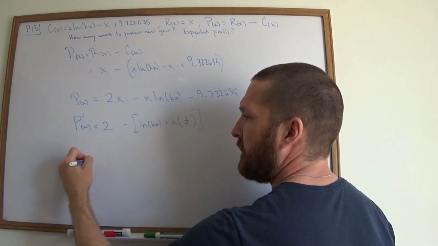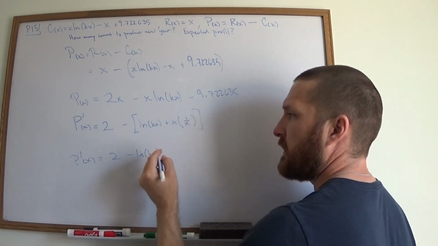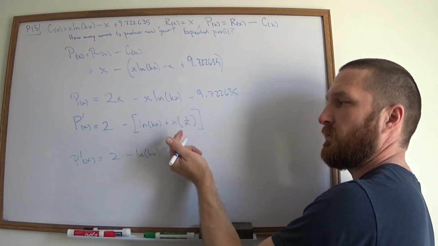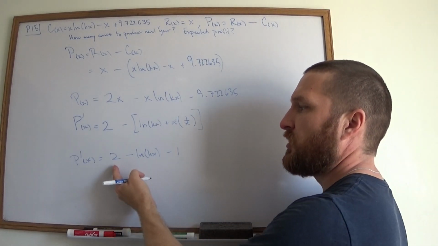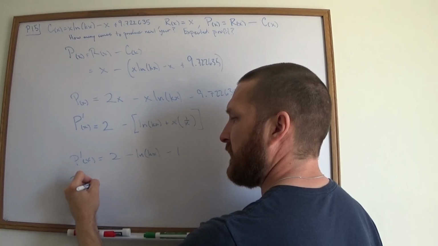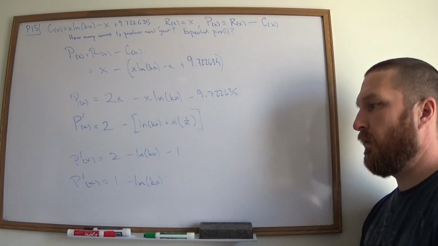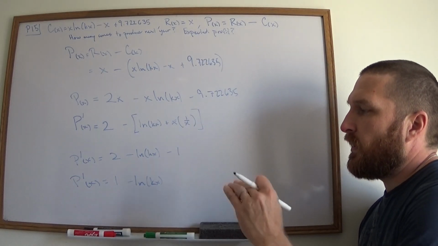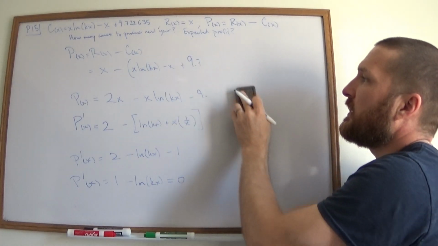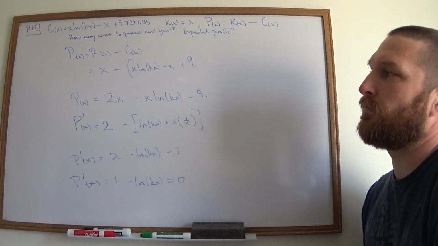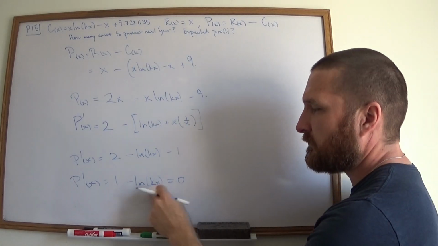So p prime of x is equal to 2 minus log kx minus, well, this just cancels. The x over the x is just 1, so that's a 1. Oh, this is working out really nice. 2 minus 1 is 1, so p prime of x is equal to 1 minus log kx. Now I'm trying to find out where this equals 0. It's funny, we did not need the particular solution to do this. But anyway, I want to solve this.